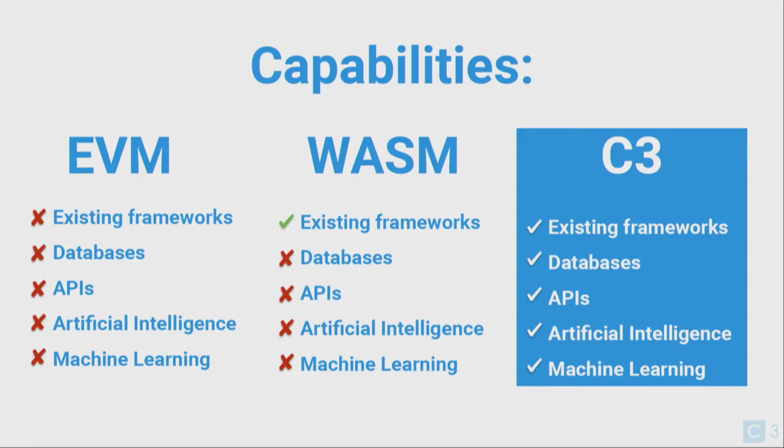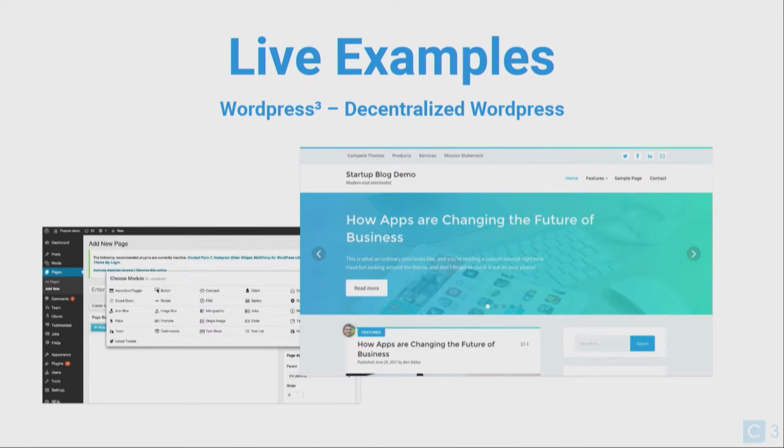So let's check out the capabilities once you do that. With C3, you can use existing frameworks. You can write in any language you want. You can use databases and APIs that write through to the blockchain, no problem, and even artificial intelligence and machine learning writing to the blockchain. Unprecedented stuff. Let's take a look at a few of the examples that we built on our platform already.